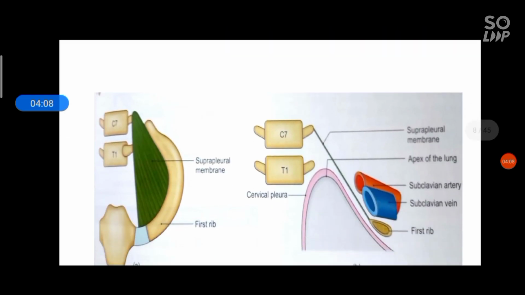This is the suprapleural membrane, attached to C7 and below attached to the inner margin of the first rib, and it is overlapped by the subclavian artery and vein. This suprapleural membrane is closely attached to the cervical pleura and apex of the lung. It provides protection to the cervical pleura and divides the thorax from the root of the neck.